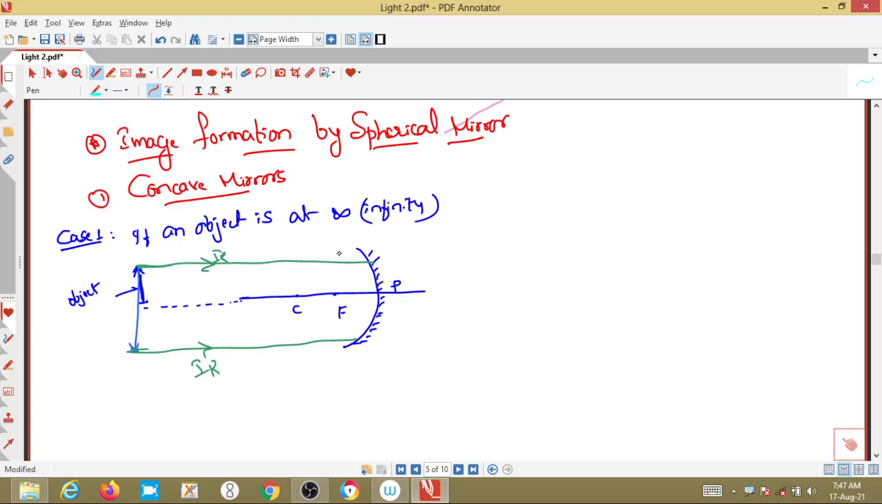If the incident ray is parallel to the principal axis in a concave mirror, the reflected ray is focusing on the principal focus or focus point, right? So here the image will be formed, and it looks like a very minute object, right? It's point sized, right?